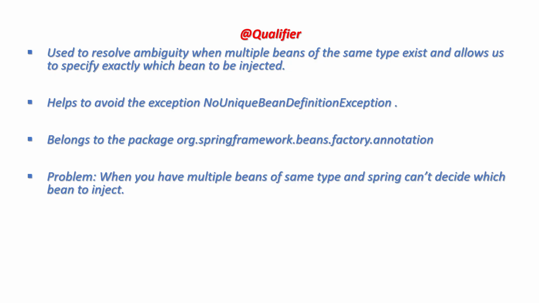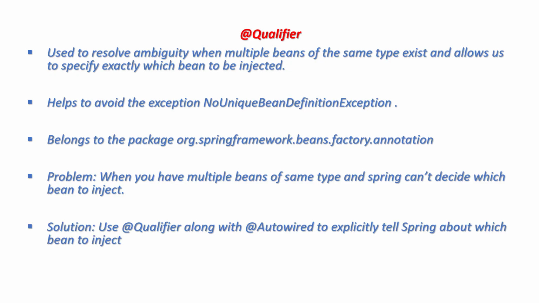So basically, for what problem will we use the qualifier annotation? When you have multiple beans of the same type and Spring can't decide which bean to inject. This we will understand better by looking at the example later. So you have to use the qualifier annotation along with the Autowired annotation to tell explicitly which bean to inject.